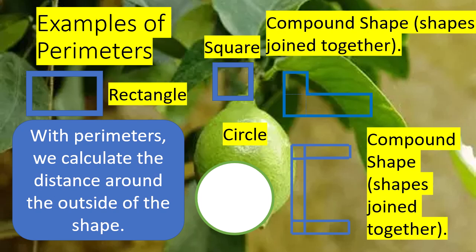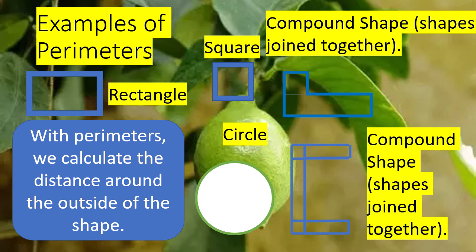And on the right, we have two compound shapes. Compound shapes are when you join two shapes together, and so you have a new shape. And the perimeter is again the line around the outside. So if you look at the one at the bottom right, you can see some of the lines are not on the outside.